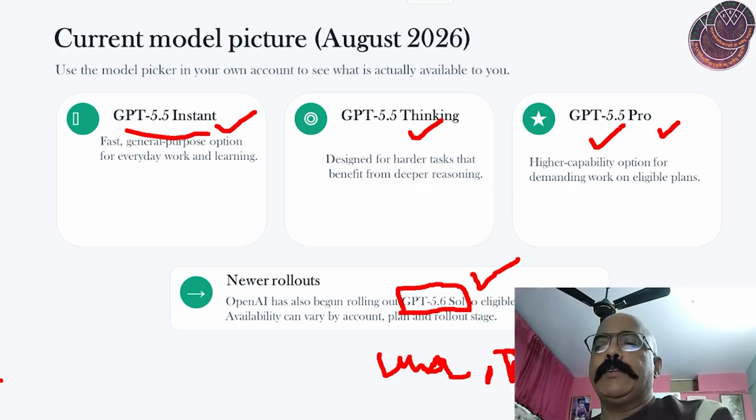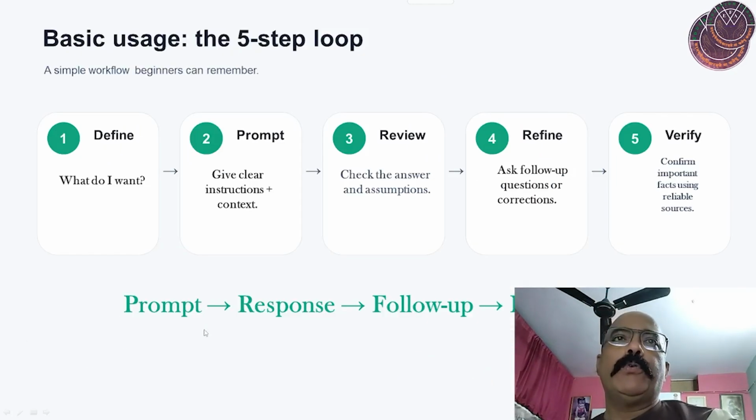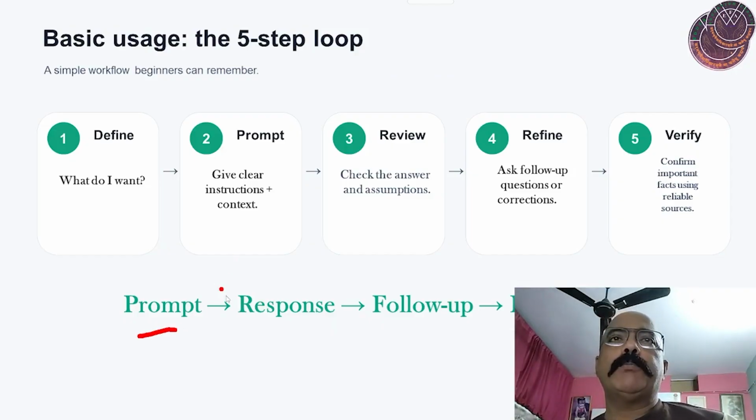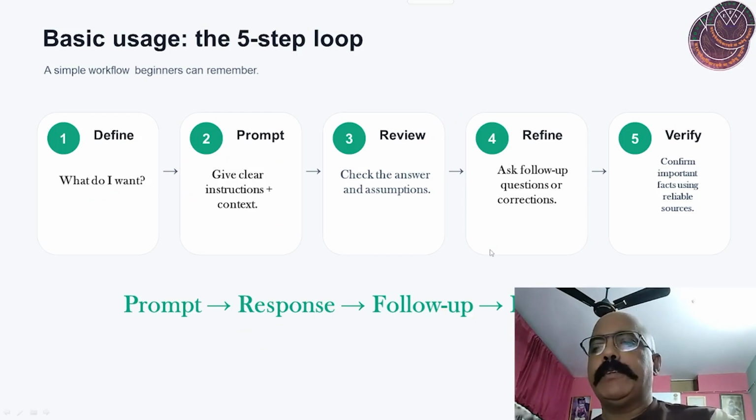So now let us go further and try to understand how to use this. You will go for prompting, and after prompting you will get a certain response. Then you will see that response and refine it so that you can get better results. So this is what I want. Give clear instruction. You can give the context. Then you will get the response. Check the answer, and if you are not satisfied, you can always go for better answers. So let us try to see one example.